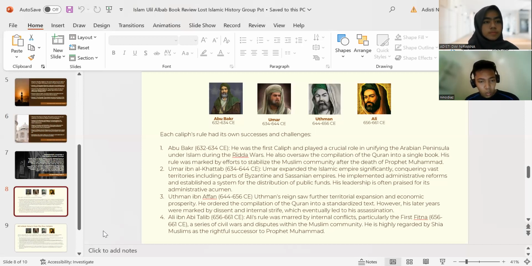Ali's rule was marred by internal conflicts, particularly the first Fitna, 656 until 661 CE, a series of civil wars and disputes within the Muslim community. He is highly regarded by Shia Muslims as the rightful successor to the Prophet Muhammad.